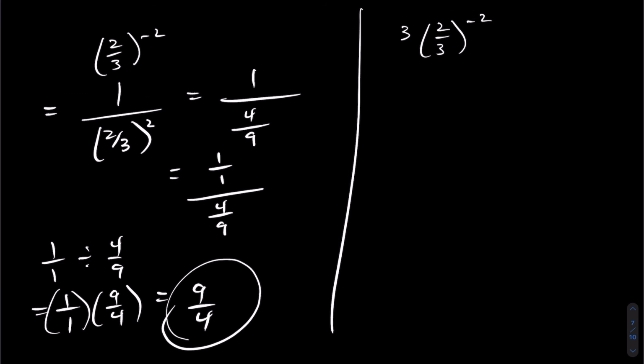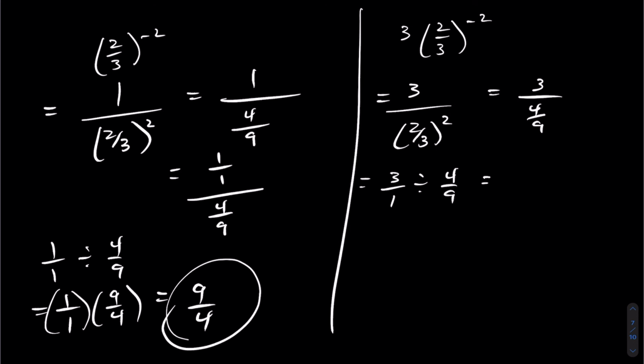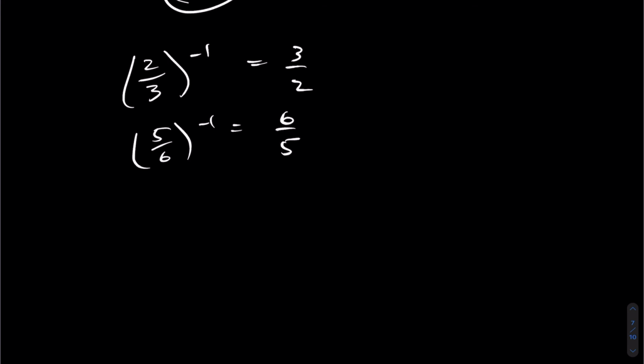Likewise with this one here, this minus 2 is only being applied to the base of 2/3. So this will end up being 3 over 2/3 squared, which is 3 over 4 over 9. Once again, this is equivalent to writing 3 over 1 divided by 4 over 9. When you take a fraction divided by a fraction, you multiply by the flip, and in which case here we get 27 over 4. In general, if you're looking to divide a fraction out with a -1, 3 over 2 to the -1 just becomes 2 over 3. If you're given 5 over 6 to the -1, that just flips, becomes 6 over 5.